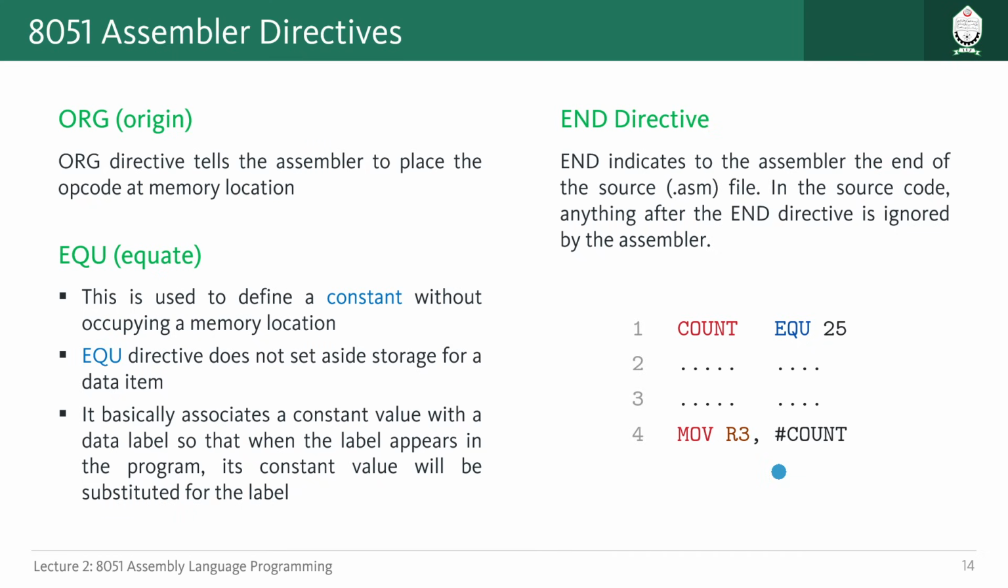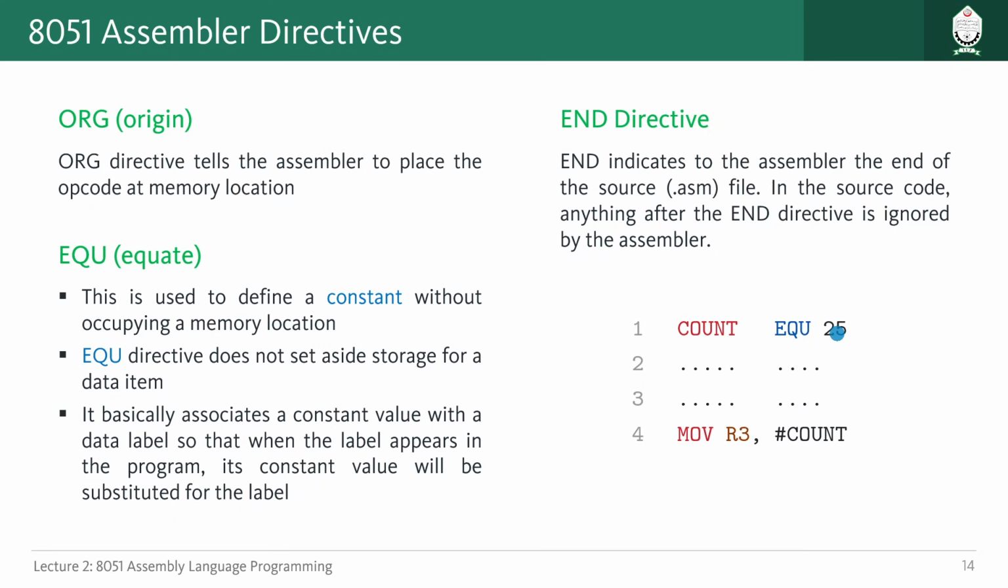What happens is, whenever the assembler tries to convert this code into machine language, it will look at this label and this value, and wherever it finds count elsewhere in the code, it will replace that count with the value 25. That is the idea, but it will not go to the ROM of our 8051.